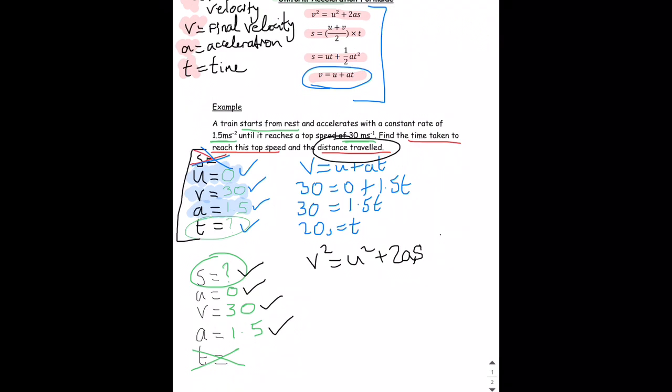So then my V, my final velocity, was 30. So 30 squared is equal to 0 squared plus 2 times 1.5 times S.